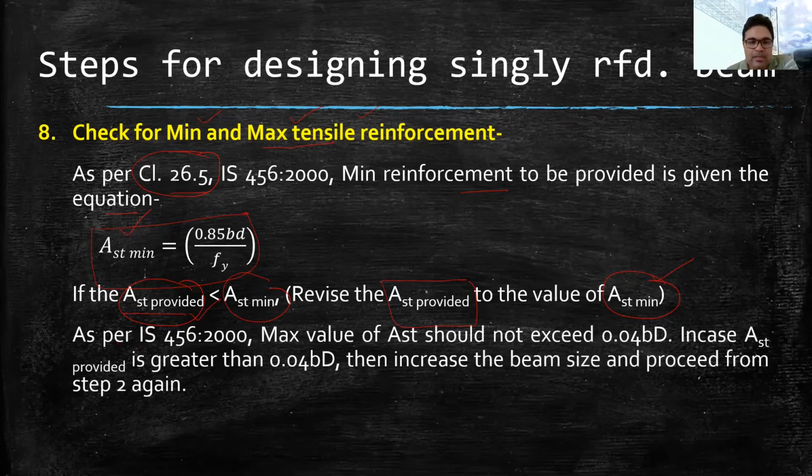And if we are checking for the maximum value, it says as per IS 456, the maximum value of AST should not exceed 0.04 BD. This is the same I have shown you in the IS code. So this is step 8, which is about checking the quantity of the steel as per IS code recommendation.